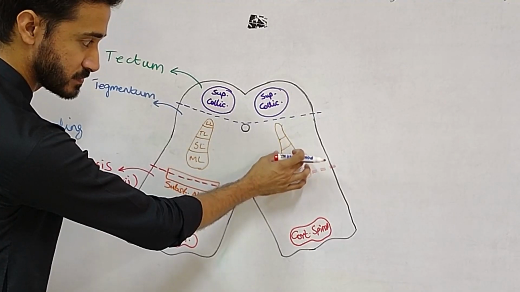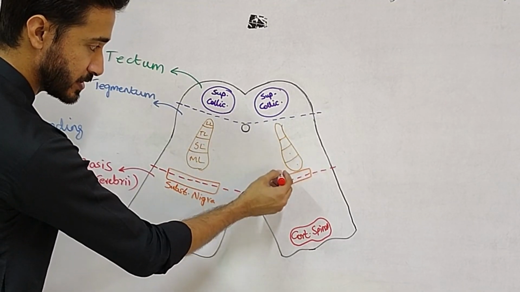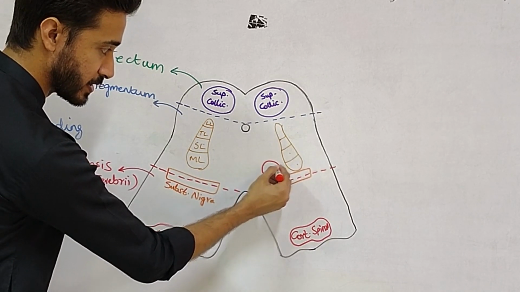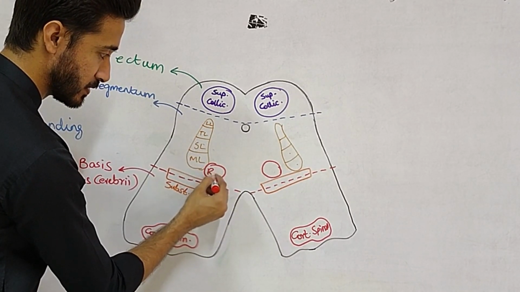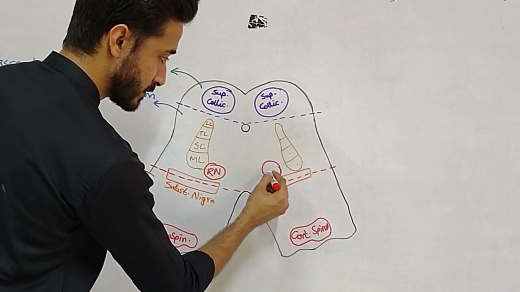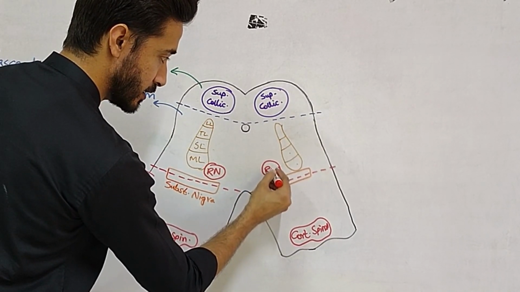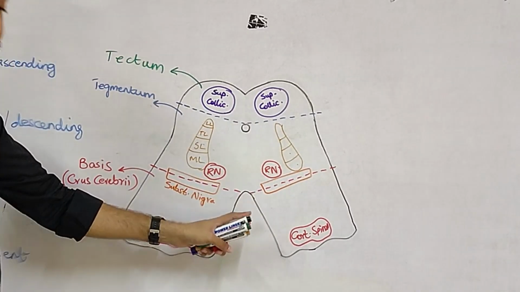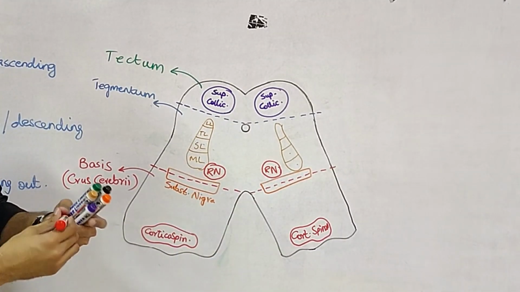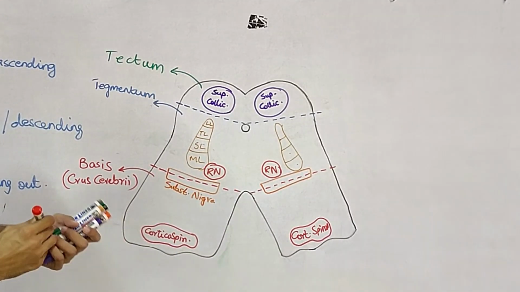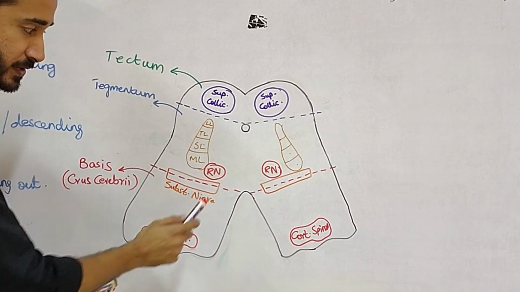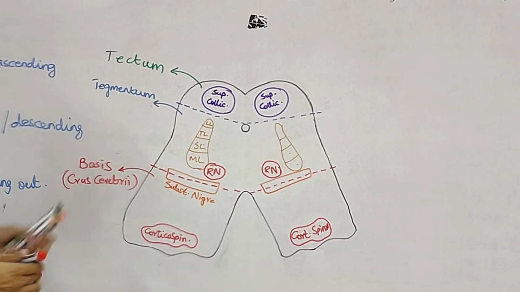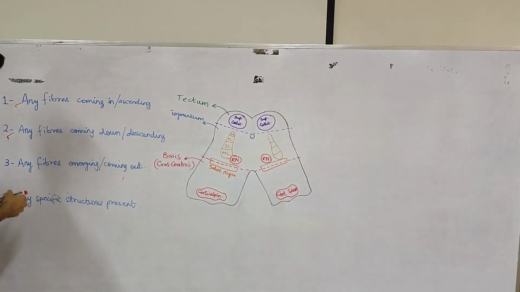So I've drawn this structure way too big, but they are present over here, right? So this is going to be the red nucleus. The red nucleus. And this is specific to this part of the midbrain, and you have to draw that in order to get full marks. So red nucleus, which is posterior to the substantia nigra. So that was the specific structure that was present in this part of the midbrain.